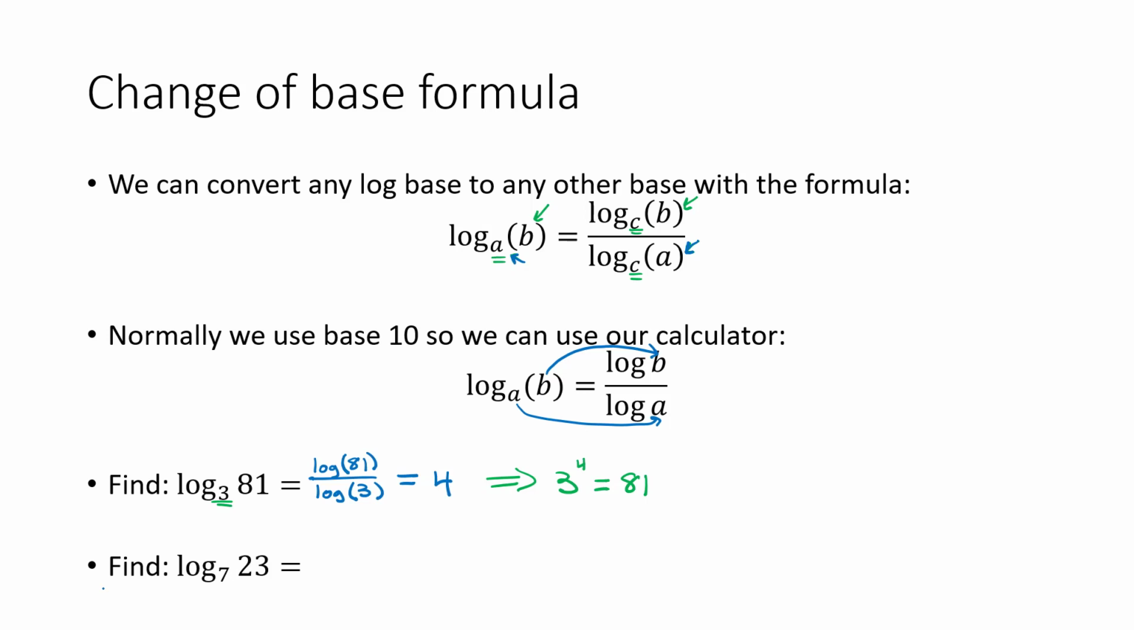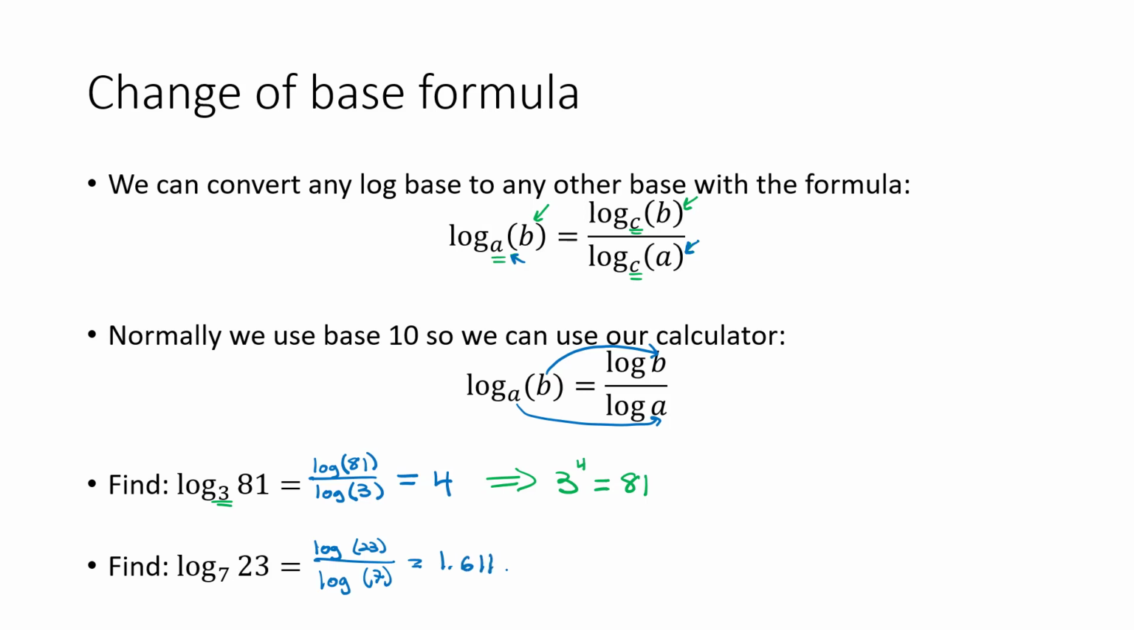This one we might have been able to figure out without our calculator, but sometimes we can't. Sometimes we have log base 7 of 23, and we don't know 7 to what power is 23. It's between 1 and 2, but we don't know where between 1 and 2. So we'll use our change of base formula, taking the log of the 23, and divide by the log of the base. Remember, with nothing written, that means it's base 10. So I just have to go to my calculator here, and I type in log of 23 divided by the log of 7.